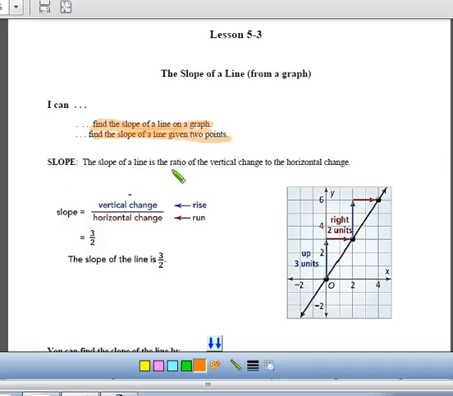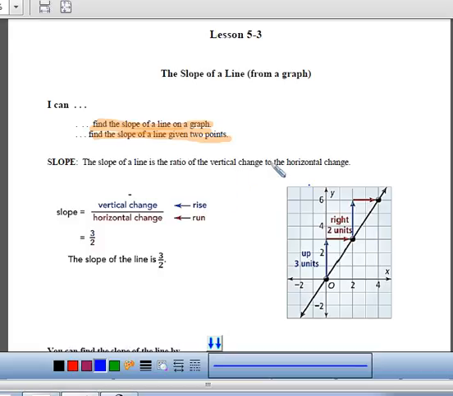So, slope. The slope of a line is the ratio of the vertical change to the horizontal change. By the way, these notes begin on page 13 in your notes packet. Vertical change is represented by delta y. Vertical is going up and down. And horizontal change, delta x. So, slope looks kind of like this. It's the change in y over the change in x.